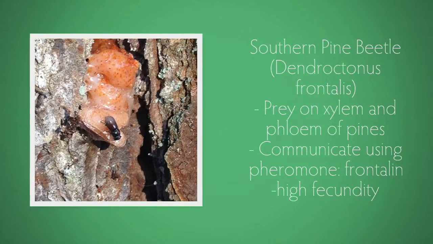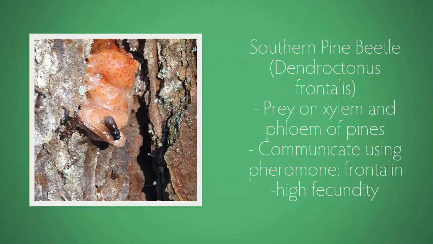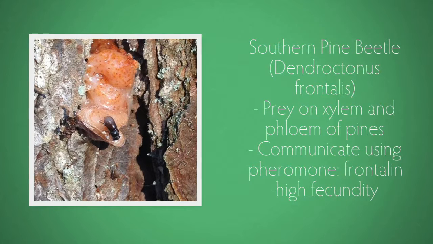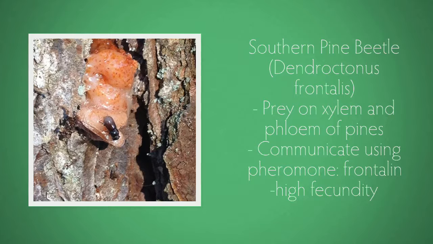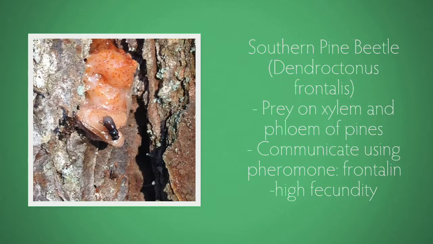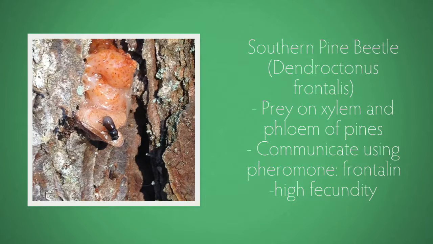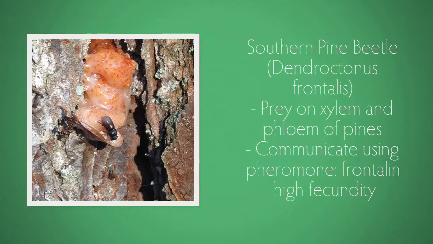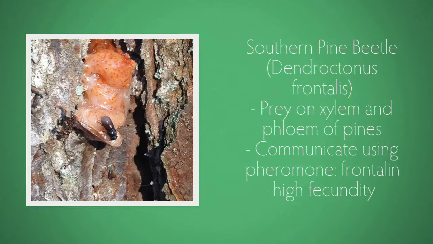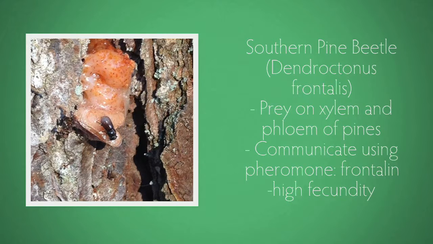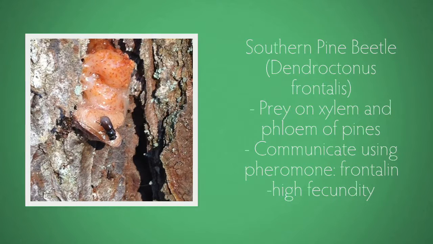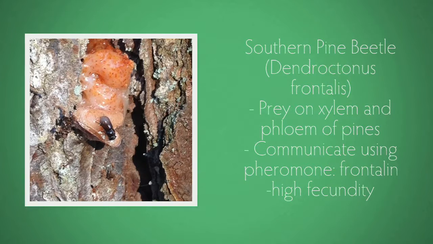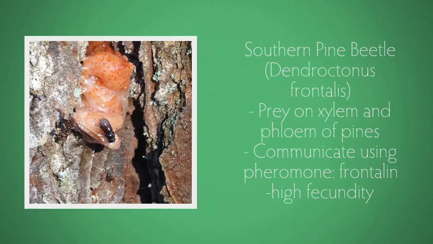The southern pine beetles are believed to have come to Long Island from New Jersey after Hurricane Sandy. The beetles prey on the xylem and phloem of the pines. Xylem are the pathways of water transport, and phloem transfers the nutrients. These beetles communicate using pheromones, which are chemical signals that the beetles release, which are picked up by scent by the other beetles. Lastly, the beetles produce many generations per year with a high yield. This rate at which organisms do this is known as their fecundity.